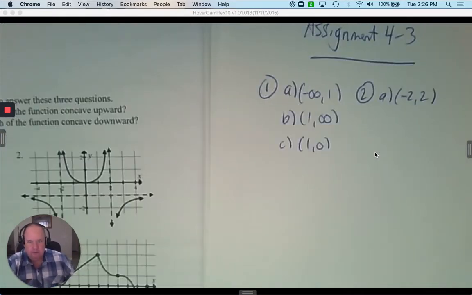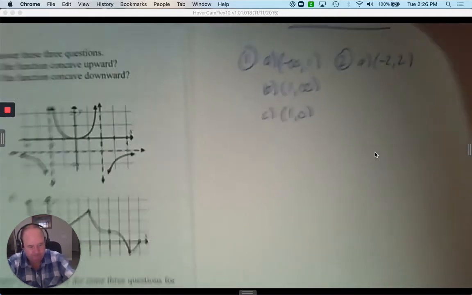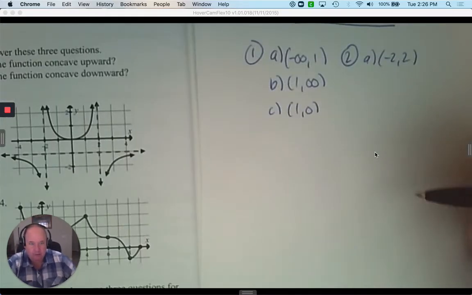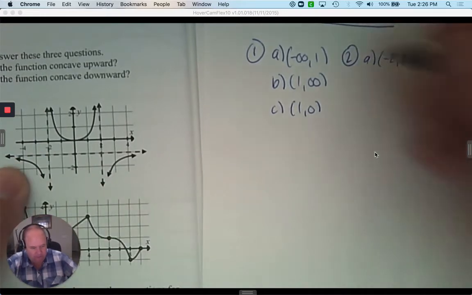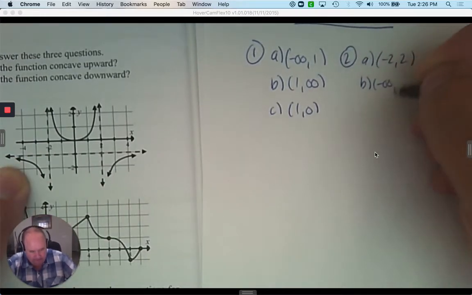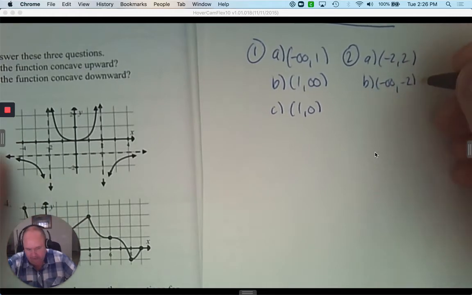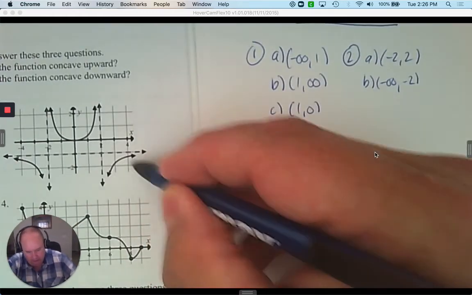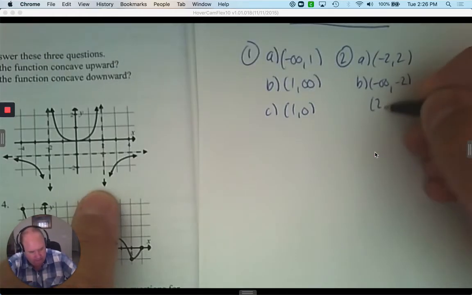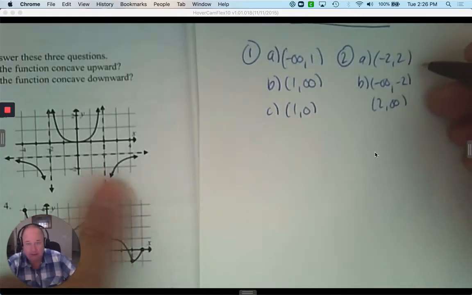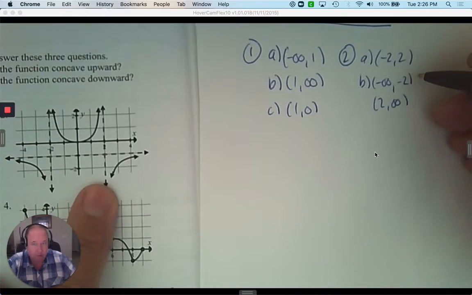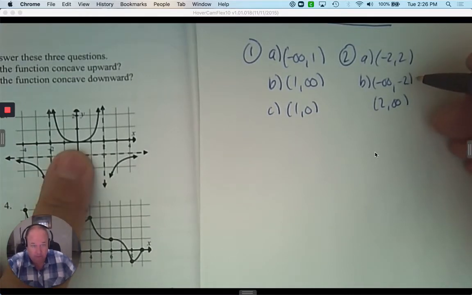So from negative 2 to positive 2, it's concave up. How about the sides here? This is negative infinity to negative 2. That's concave down. And the other side's also concave down, from 2 to infinity. So concave up is smiling, concave down is frowning, and it can be part of a frown, not a whole frown. This is a full smile.